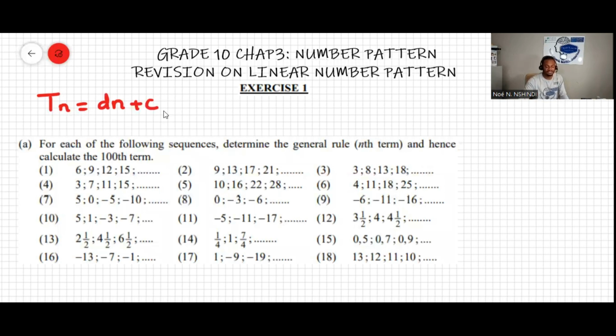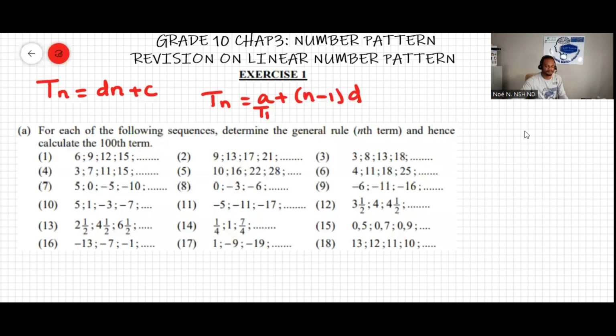Sometimes it is given in the form Tn = a + (n - 1)d, where d is the constant difference, and a is the first term, term number 1, like 6 here, or 9, or 3, and so on. I can call it a, or I can call it T1. Now, let's start to answer the questions here.